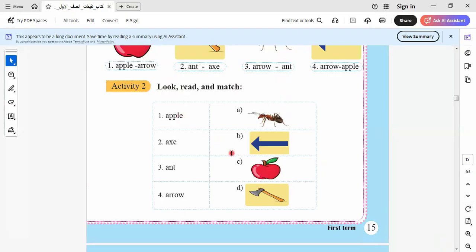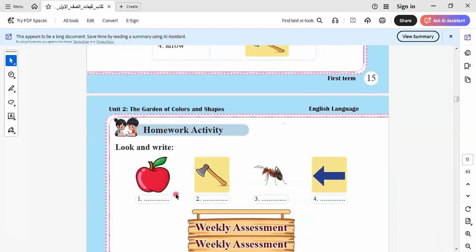Apple. Which one is apple? This one by this one. Number C by this one. Axe. This one by the last one. Ant. This one by this one. Arrow. This one by this one. Let's go to another one here.